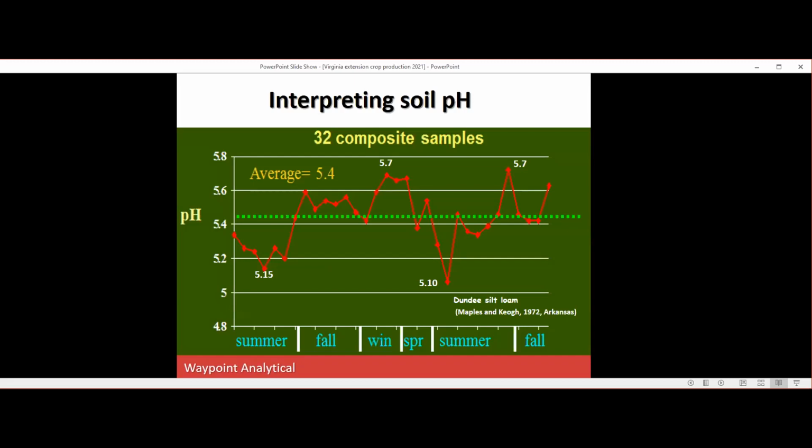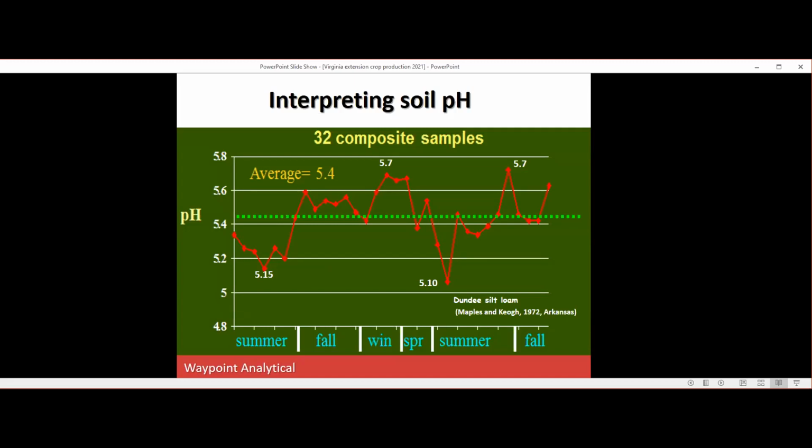The other thing to remember about soil pH is it's not a number that stays consistent through the season. As you can see here, these were 32 composite soil samples taken over a time period starting in the summer and going over fall, winter, spring, summer, and fall, back in 1972 in Arkansas. You can see the pH started at 5.4. During the summer, it dropped to a 5.15 and then rebounded in the fall again to 5.6. And there was no lime put on at any time during this study, by the way.